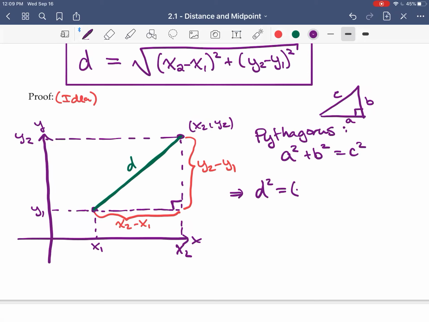So that's going to be x2 minus x1 all squared plus y2 minus y1 all squared. So then when you square root both sides, you come up with the formula. Okay, so that's where it comes from.